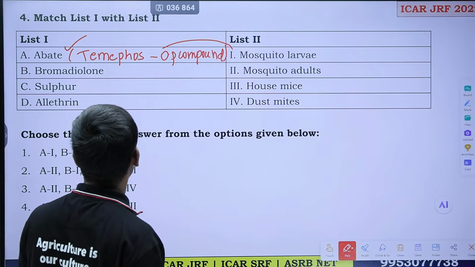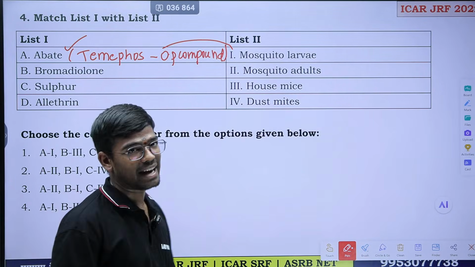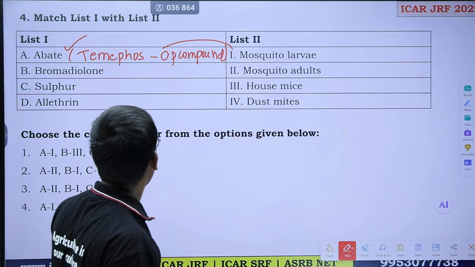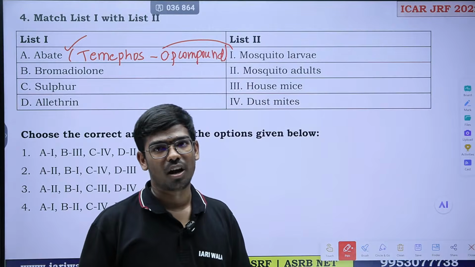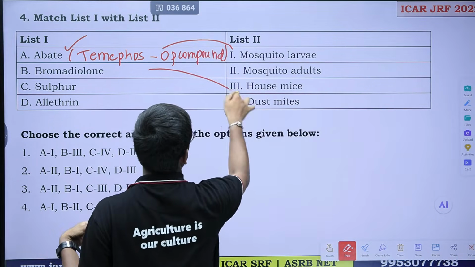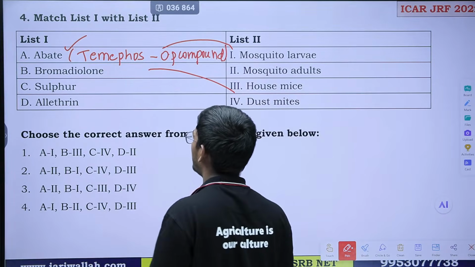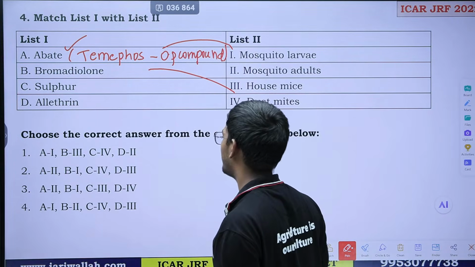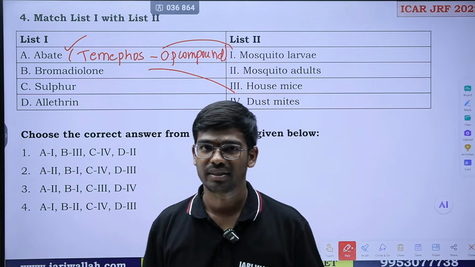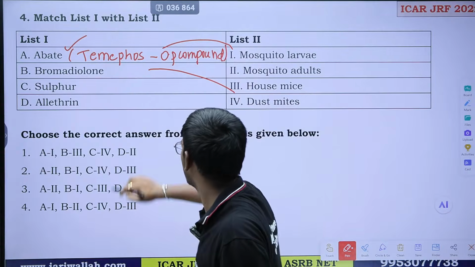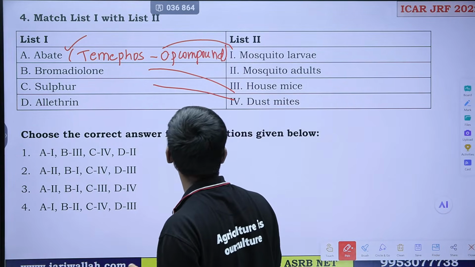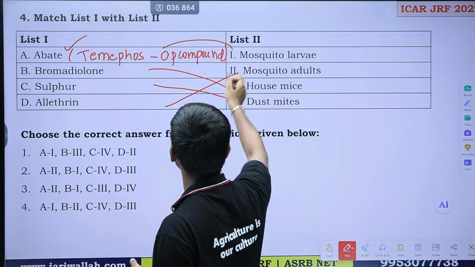Then already we know bromadiolone is used for rats actually. Apart from that, we need to know something else. Bromadiolone can also be used for house mites. And sulfur is for dust mites. Sulfur acts as both a miticide and fungicide also. It can be used for dust mites, and alethrin is used for mosquito adults specifically.